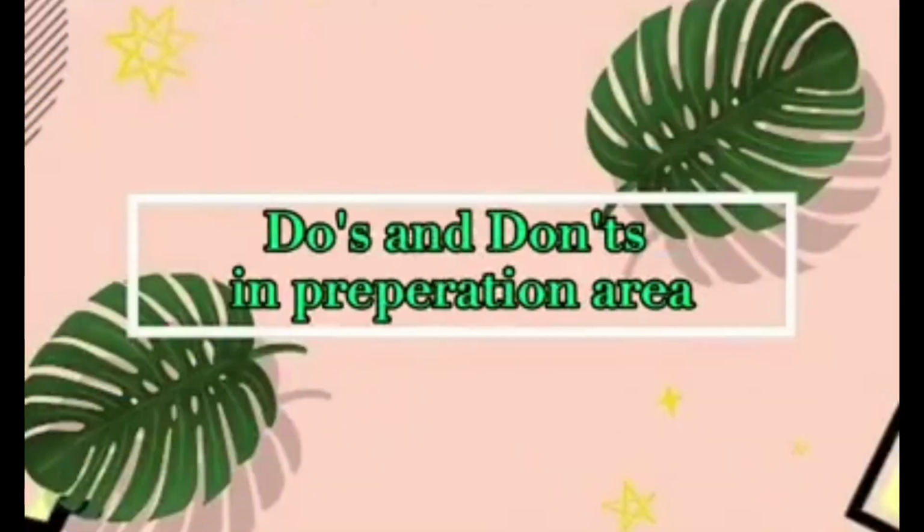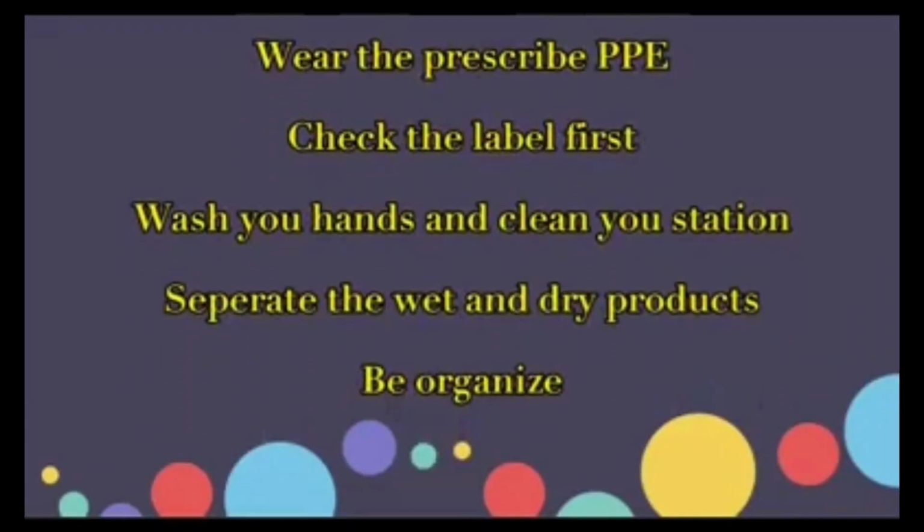Do's and don'ts in the preparation area. So for the do's, first is wear the prescribed PPE, also known as personal protective equipment. Second is check the label first before preparing. Third is wash your hands and clean your station before and after you prepare. Fourth is separate the wet and dry products to avoid cross-contamination. Lastly, be organized in your products and also be organized in your plate.